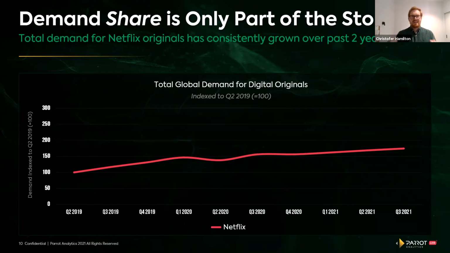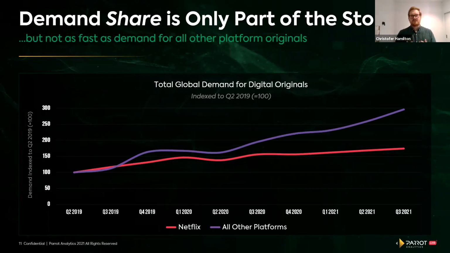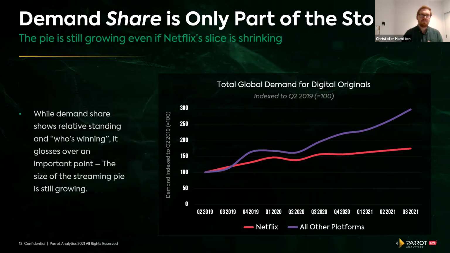So what does that mean? This means that Netflix is still growing total demand for all of its original series consistently over the past 2 years. And we see its demand share being chipped away at because total demand for original series from all other platforms is growing much more quickly. That's because there's simply more series coming from these platforms. There are more platforms entering the market, period. So really increased competitive pressure is what's chipping away at Netflix's demand share. So I think the takeaway is that the digital original pie is still growing, even if Netflix's slice is shrinking. So that's just something to keep in mind as we're looking at these demand shares.